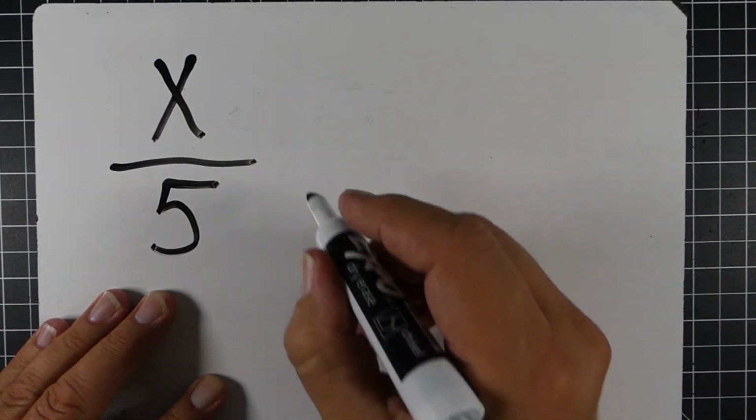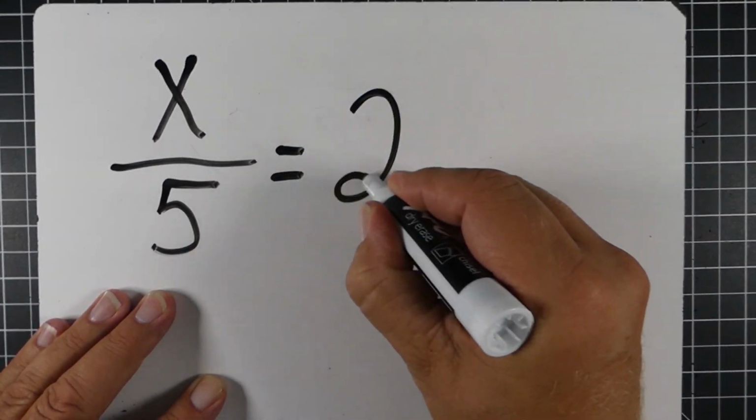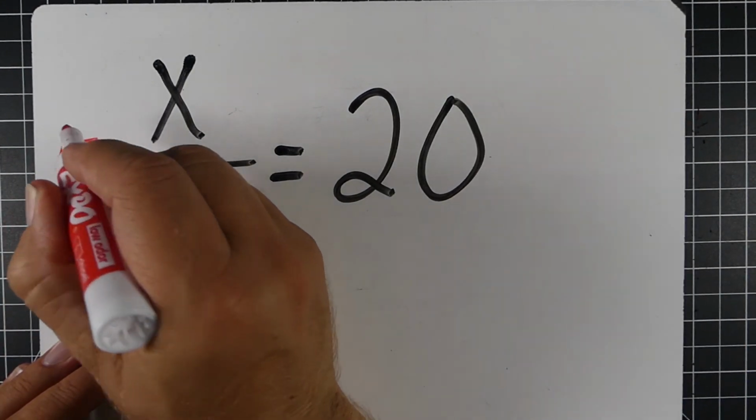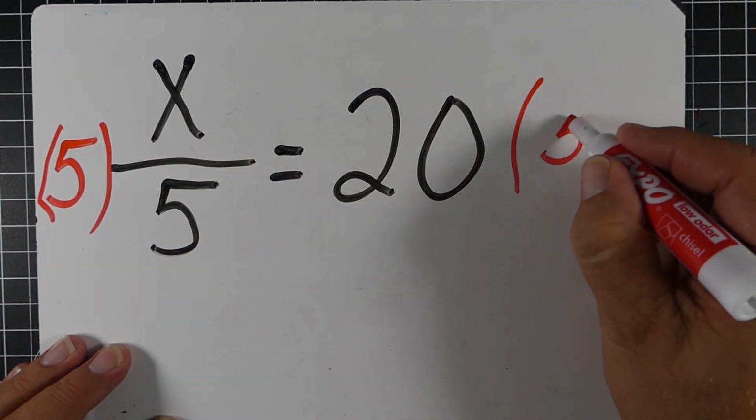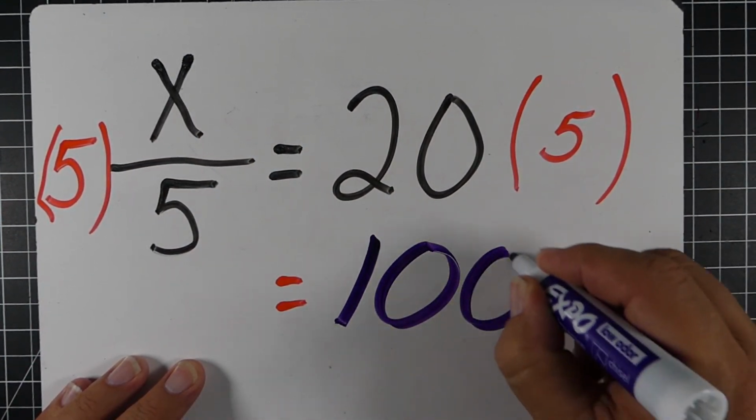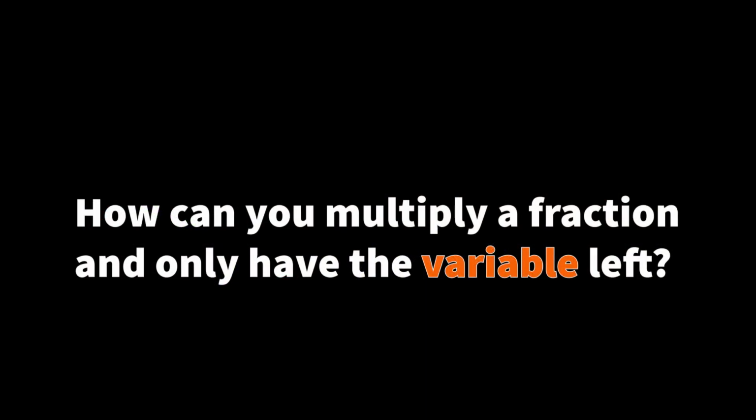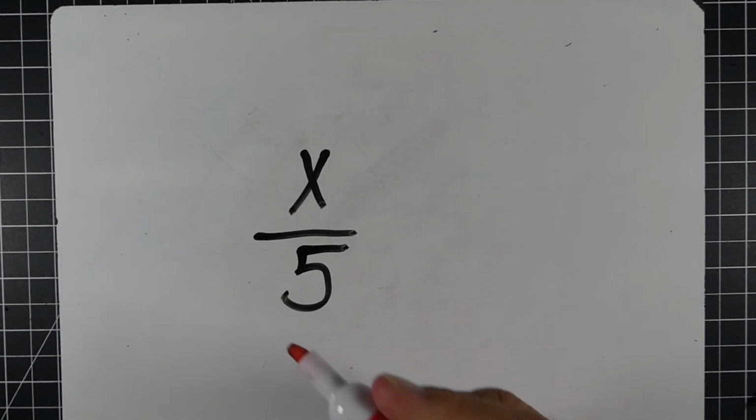On this problem, it's a division problem. X divided by 5 equals 20. We're going to multiply both sides by 5 because that's the opposite of dividing by 5. We end up getting 100. X equals 100. Now you might ask yourself, how can you multiply a fraction and only have the variable left?